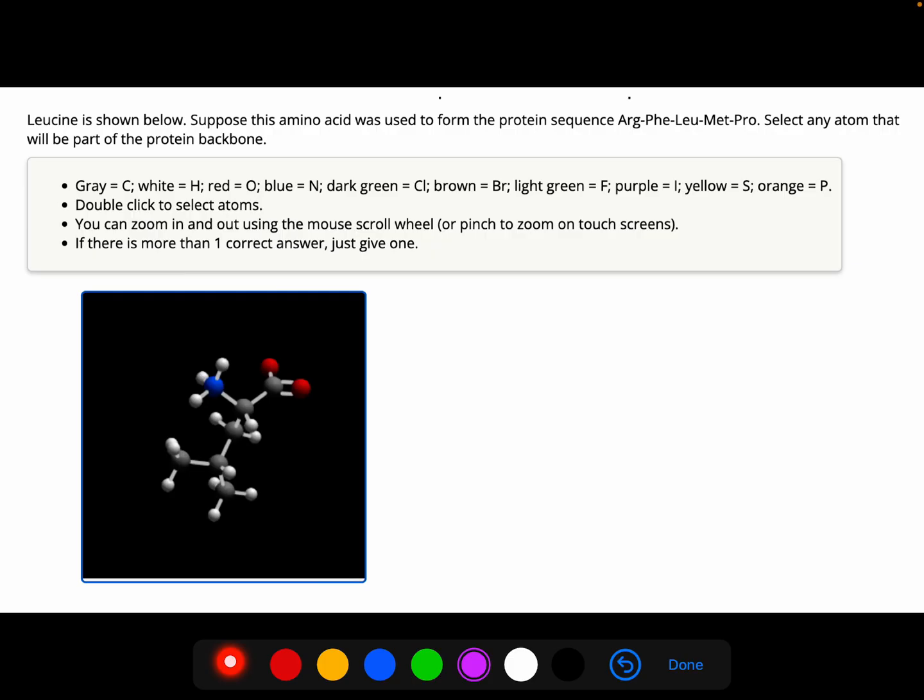Okay, leucine is shown below. Suppose this amino acid was used to form a protein sequence, and leucine will be here. Select any atom that will be a part of the protein backbone.